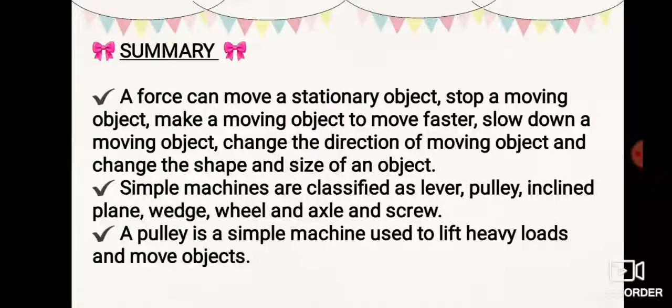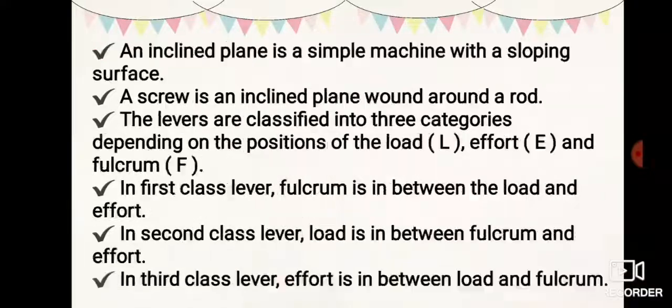Summary. A force can move a stationary object, stop a moving object, make a moving object move faster, slow down a moving object, change the direction of a moving object, and change the shape and size of an object. Simple machines are classified as lever, pulley, inclined plane, wedge, wheel and axle, and screw. A pulley is a simple machine used to lift heavy loads and move objects. An inclined plane is a simple machine with a sloping surface. A screw is an inclined plane wound around a rod.